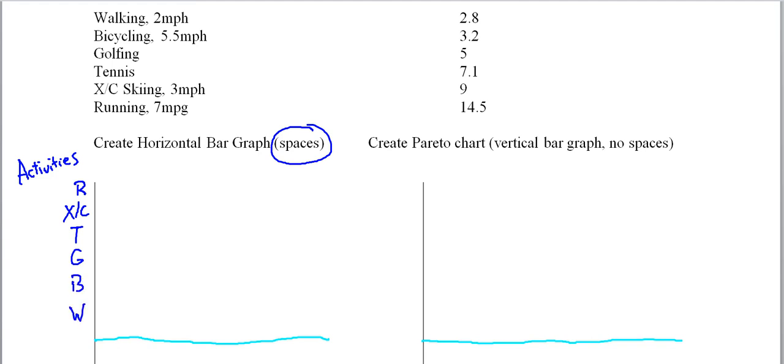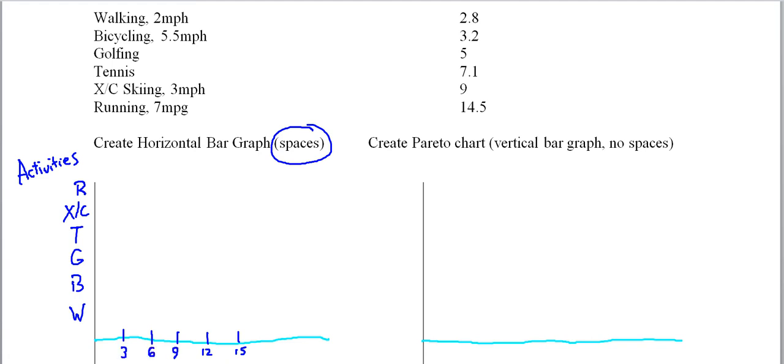On the x-axis, let's think about what scale we should use. It looks like we have to go from 2.8 to 14.5, so maybe an easy way to do this would be to go by 3s to get us up to 15. We also could go by 5s to get to 15, but 3s will get us there just as easily. So 3, 6, 9, 12, and 15. So it's 15, 12, 9, 6, and 3.